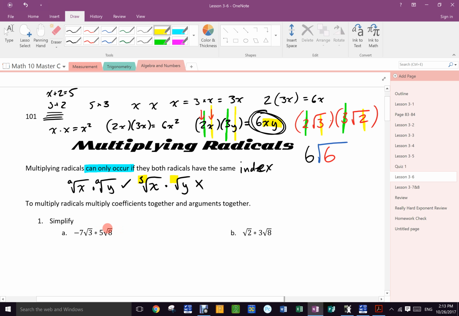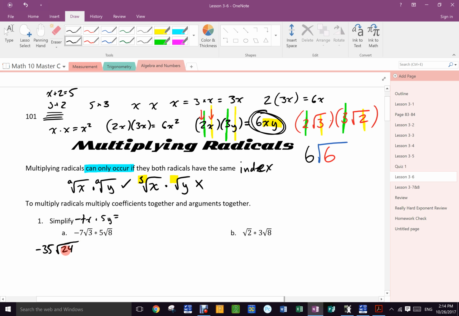Come down to here. You already know how to do this. If this was negative 7x times 5y, what would you do with the 7 and the 5? Multiply them to get what? Negative 35. So what are we going to do with the 7 and the 5 here? Multiply them to get negative 35. What would you do with the x and the y here? Multiply them. So what are you going to do with the radicand and the radicand? Multiply them to get what?